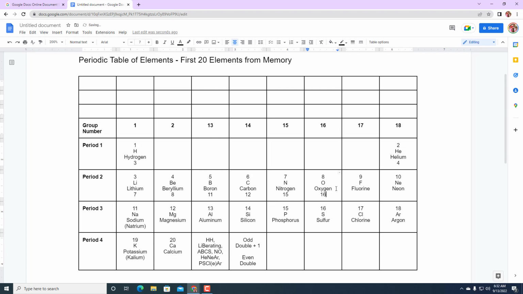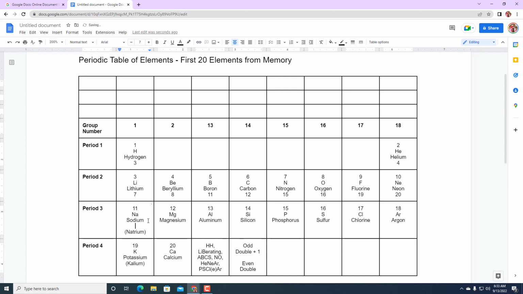Oxygen, double, 16. Fluorine, 9. Double plus 1, 19. Neon will just go double, 20. Sodium, we're going to actually put this between the sodium and the natrium, just so it's really nice and even, nice and clean. And so we're going to see double plus 1 because it's odd, 23.